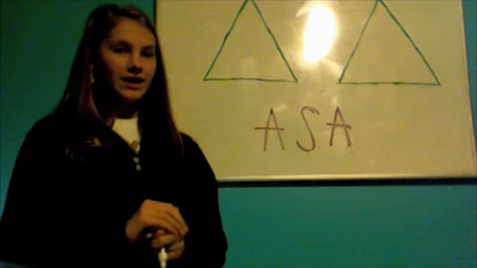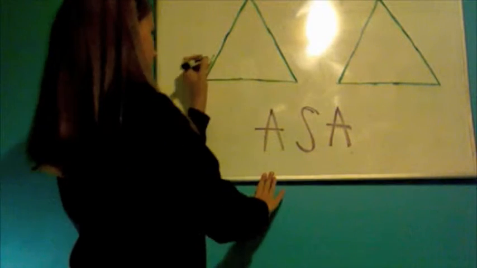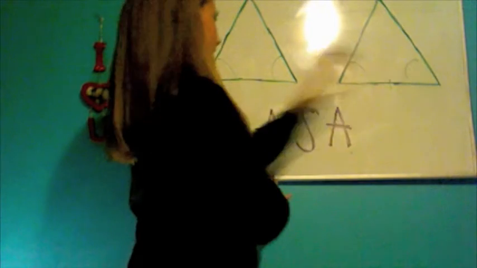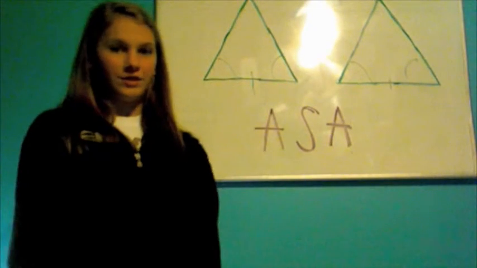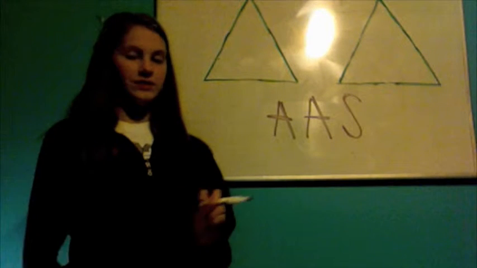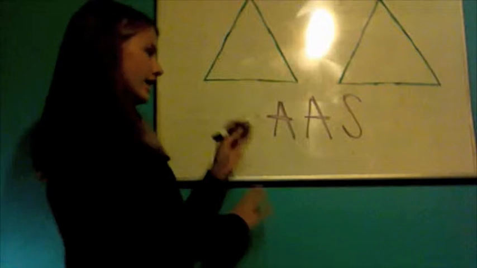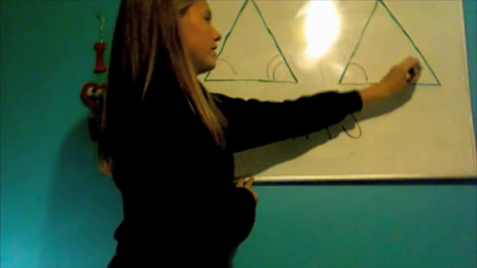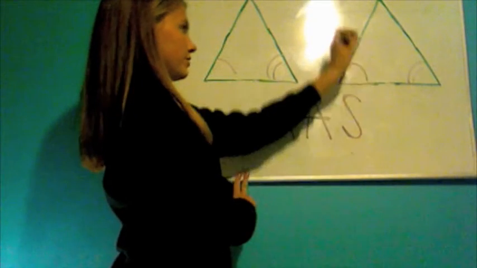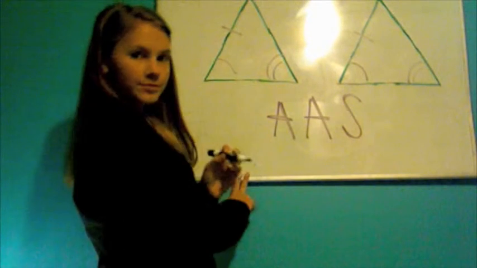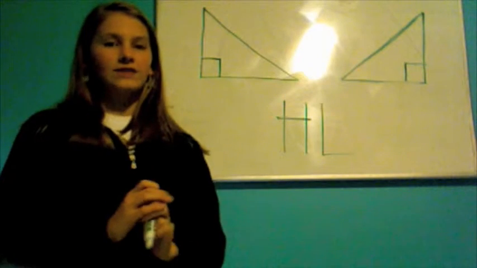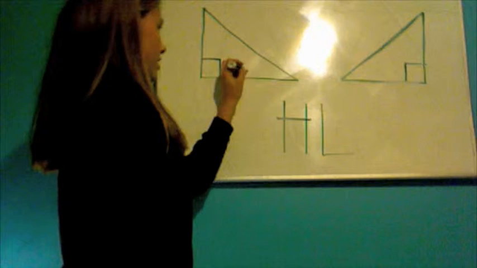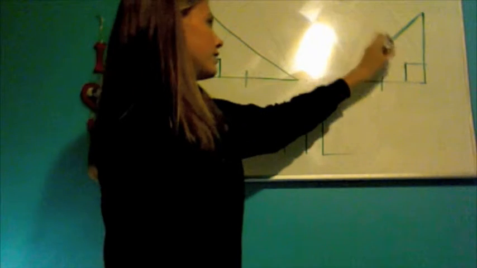The next way is by ASA, which is where you have 2 angles that are congruent, and then you have the side in between the 2 angles that is also congruent. The next way to classify a triangle is by AAS, or angle, angle, side. And this is when you have 2 angles that are congruent, but the side that is congruent is not in between the 2. It's another side on the triangle. The last way to classify a triangle is by HL. And this is when both of the triangles have right angles, and then one side is congruent and the other side is congruent.